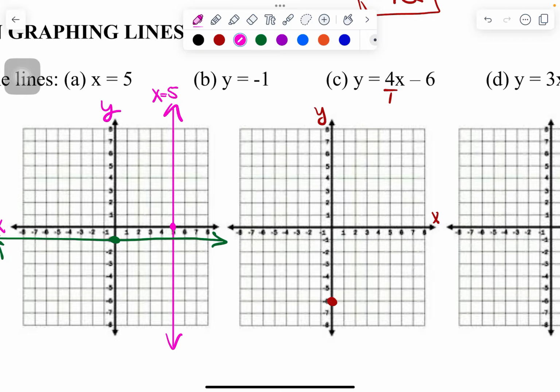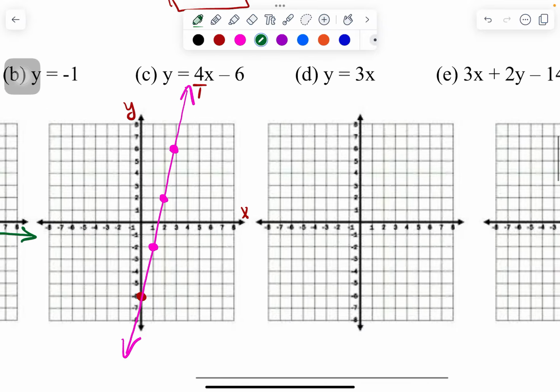So 1, 2, 3, 4, to the right 1, 1, 2, 3, 4, right 1, 1, 2, 3, 4, right 1. And at this point, I've run out of space. And I can't go down and to the left because I will also run out of graph. So let me play connect the dots here. There's my line. I have a lovely positive slope. It goes through the y-axis at -6. That's looking good.